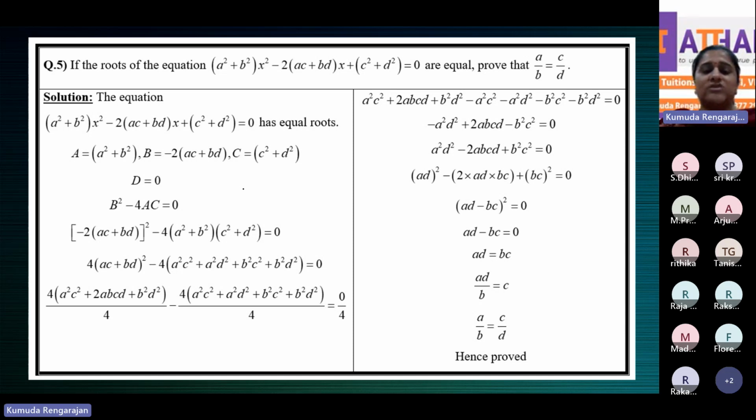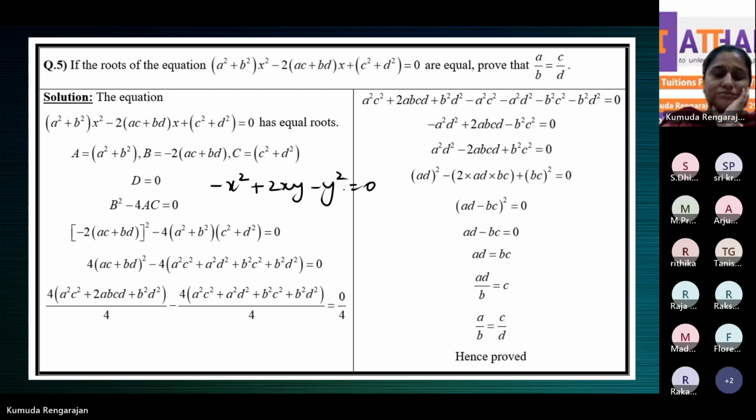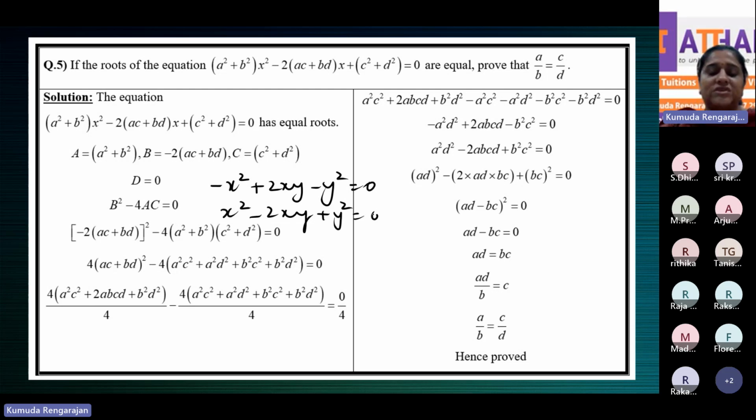Because see children, why do we change the sign throughout? Supposing you have minus x square plus 2xy minus y square is equal to 0. Supposing you have this, what will you do? We'll change the signs throughout. You'll write minus x square as plus x square, plus 2xy as minus 2xy, minus y square as plus y square is equal to 0, so that you can write it as x minus y the whole square is equal to 0.